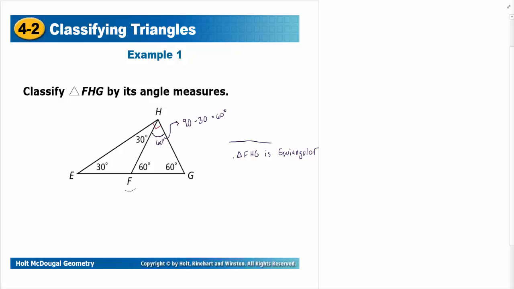Again, you're just looking at the angle measurements. Now if I did EHF, that would have been obtuse, because that would be 120, because we have our linear pair here. But they don't want that, so I'm going to label what they are asking you for.